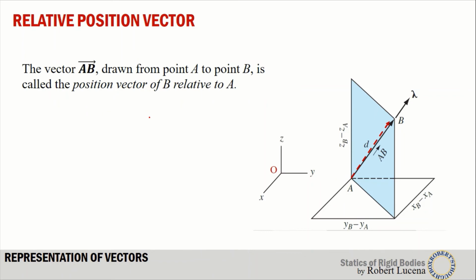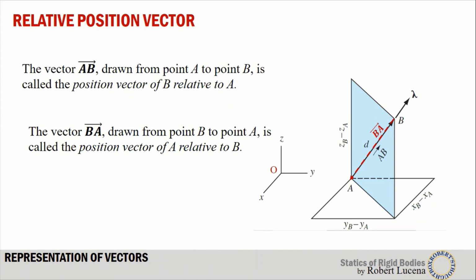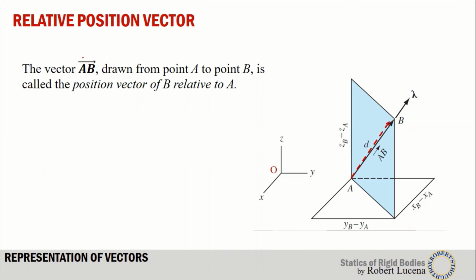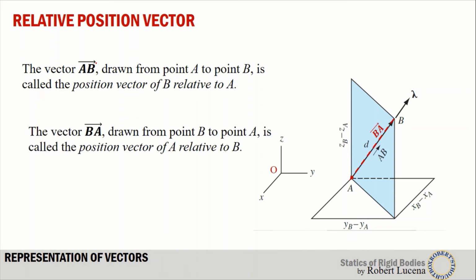Okay? Now, what if the vector is drawn from A to B? The vector is represented or written in this manner, and it is called the position vector of B, but you have to add relative to A because it is drawn from A to B. So again, this is the position vector of B relative to A. You can easily recall how to write this one: it is from the origin of the vector to the end of the vector, and you simply put an arrow above it.